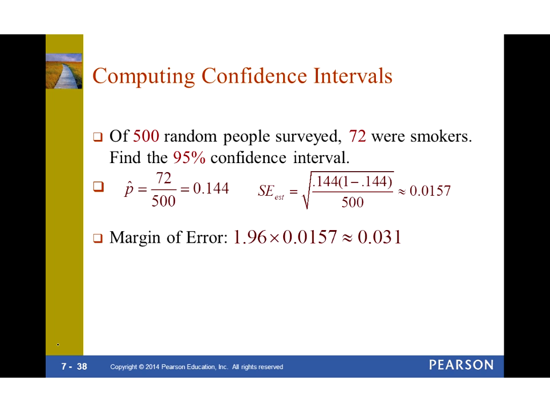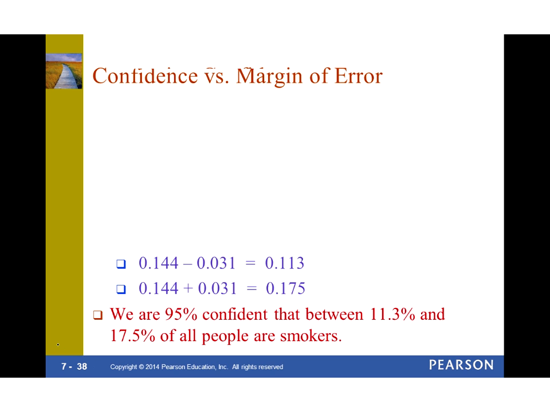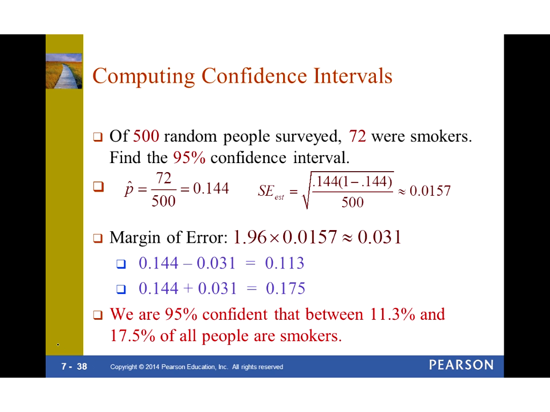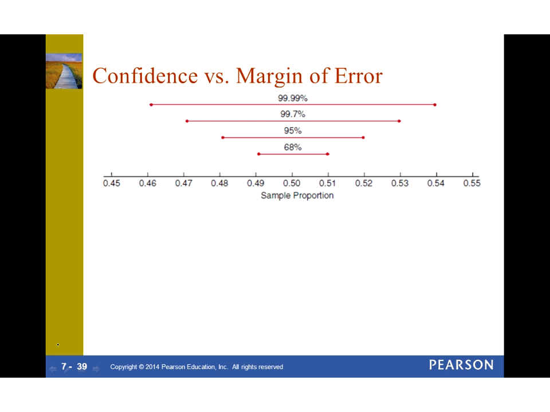Let's erase this ink and keep working. The margin of error is calculated by taking the standard error and multiplying by 1.96, which corresponds to a 95% confidence interval. So we subtract that from 0.144 and add that. We can say with a 95% level of confidence that between 11.3 and 17.5% of all people are smokers. So if you sampled 100 people, you would think somewhere between 11 and 17 or 18 people in that group of 100 would be smokers.